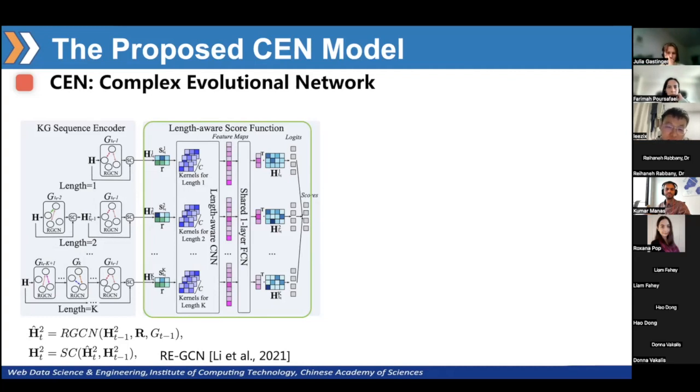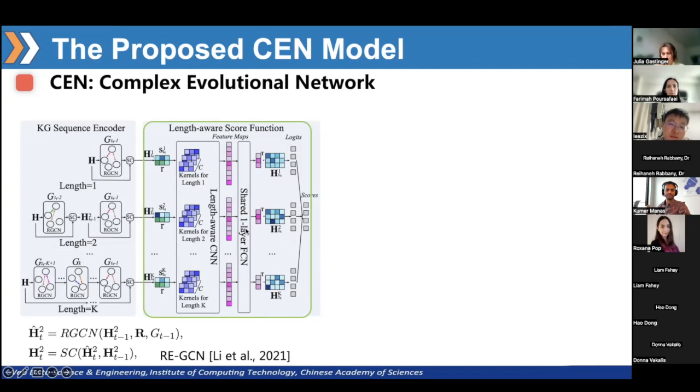And we want to make the model share some parameters in the decoder. Note that the KG sequence encoder is shared, the evolutional unit when modeling different historical sequences. Yes, the parameters of the encoder are shared, and in the right part, we also want to share the parameters between the different kernels and the CN, the FCN layer.